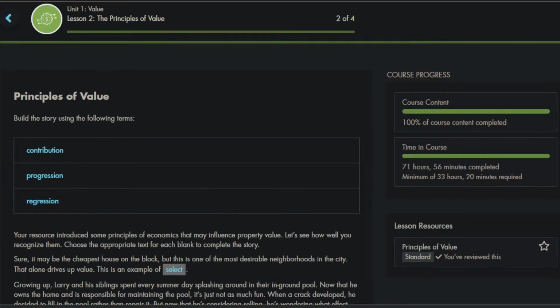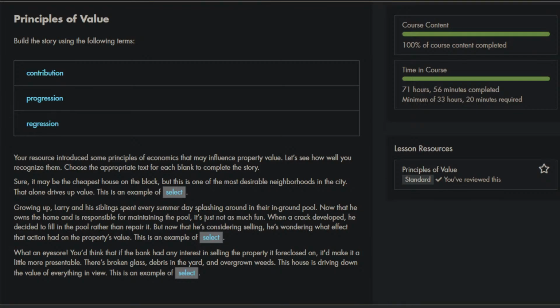All right, let's go to our knowledge check. Principles of value. Build the story using the following terms. Your resource introduced some principles of economics that may influence property value. Let's see how well you recognize them. Choose the appropriate text for each blank to complete the story.